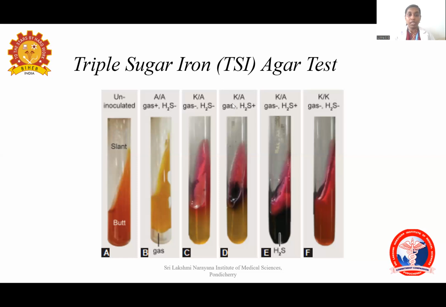One thing you have to remember is K by A means the organism is able to ferment only glucose. It is not able to ferment lactose and sucrose. Then A by A means the organism is able to ferment glucose, along with that it is able to ferment lactose or sucrose, either one or both together. That is why a large amount of acid is produced. So even after oxidative deamination happening on the slant, it is not able to become alkaline because of the excessive production of acid. That is how the reactions happen in the triple sugar iron agar test.